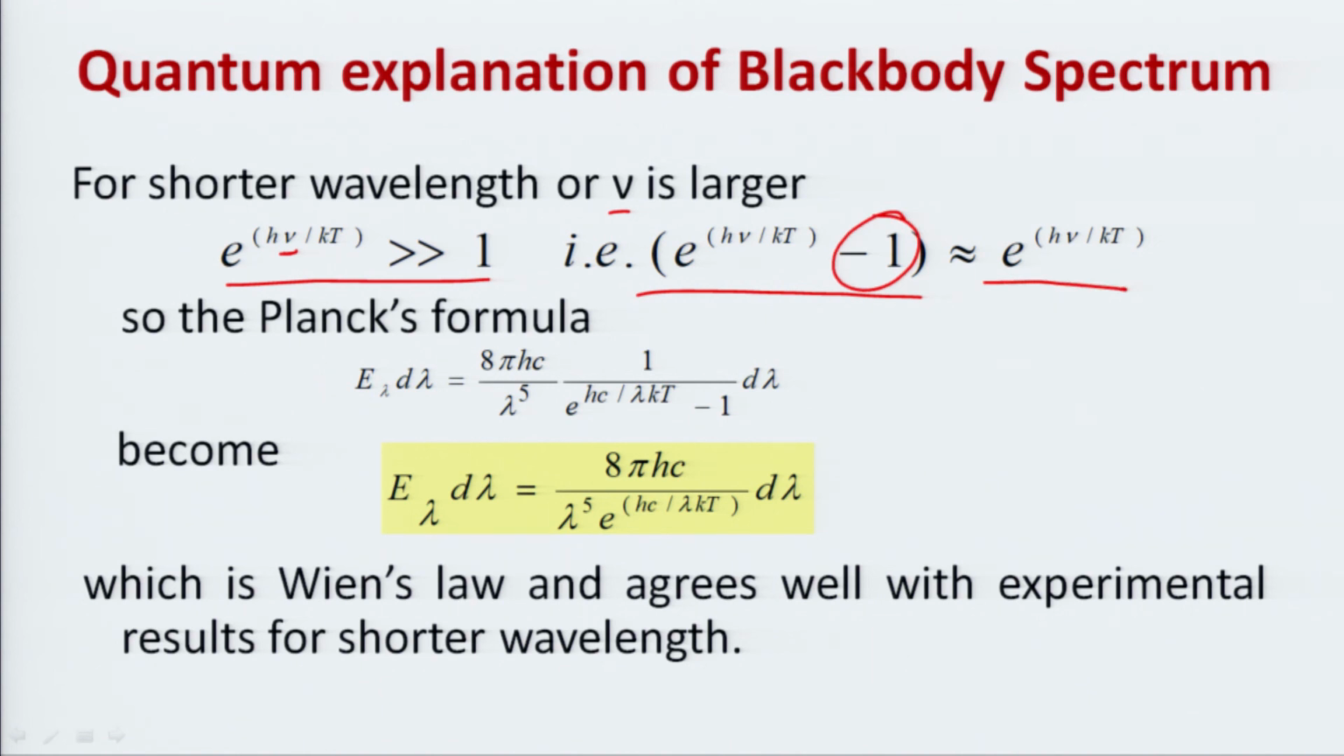And if you put it in Planck's formula, by ignoring this whole value, we have only this one. So, we can get this value, and this is Wien's law that agrees well for the shorter wavelength side. So, Planck's law actually converts to Wien's law for the shorter wavelength side. Mathematically we can see this, and also in the figure.